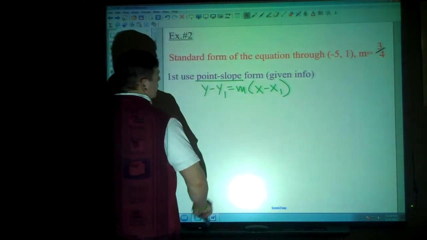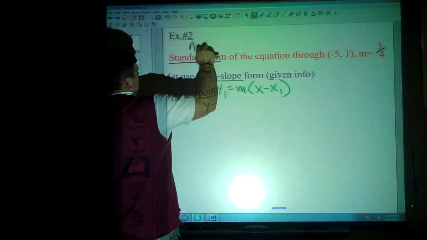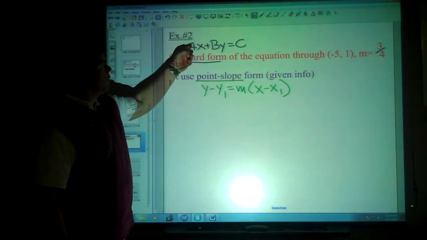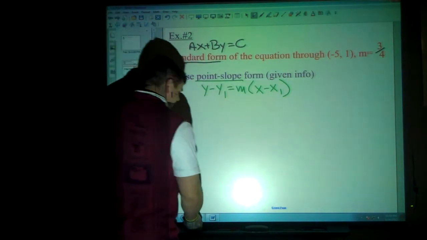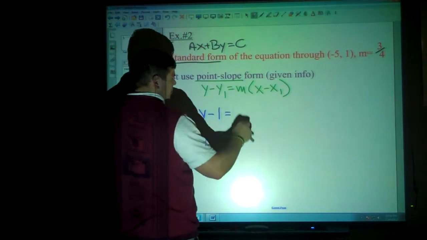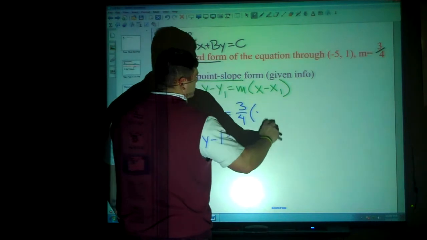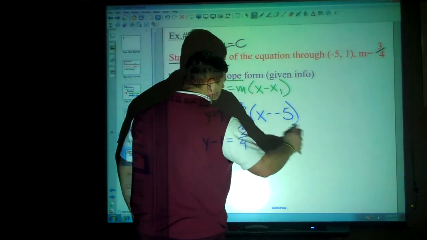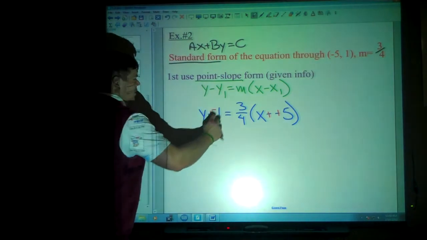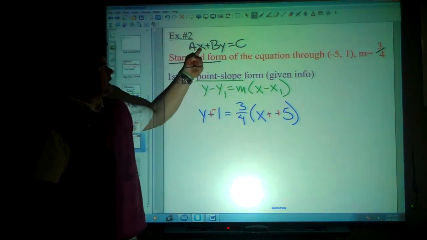Standard form is ax plus by equals c. We can't start with this form. We're going to start with what we know. So we'll say y minus 1 equals that slope of 3/4 times x minus negative 5. Of course, we're not going to leave it in this form because we need to play the shuffling game until we can get it into this form.